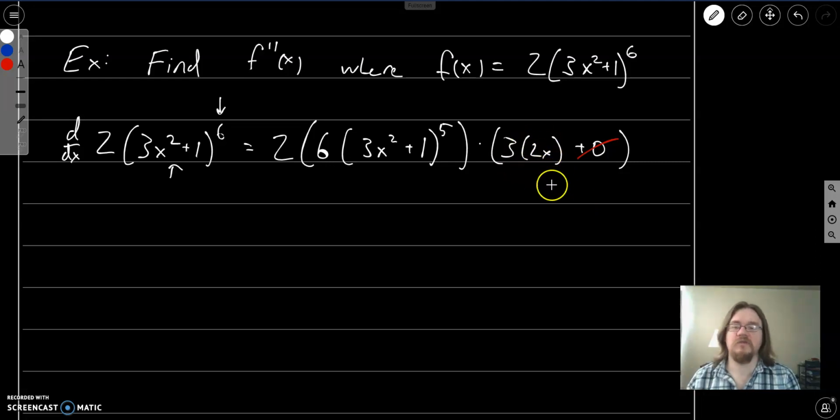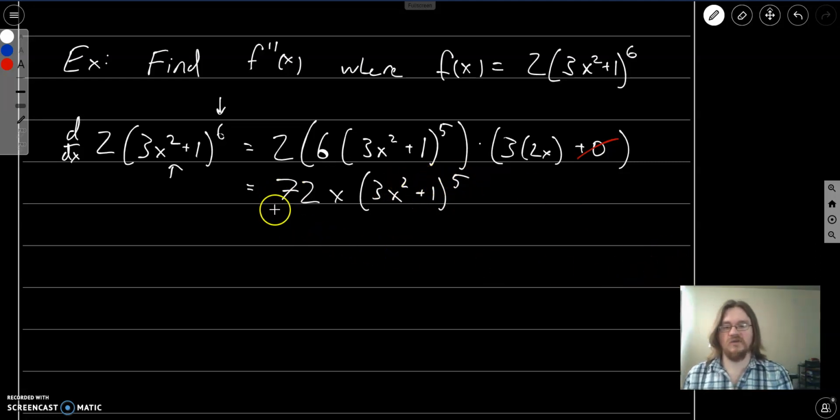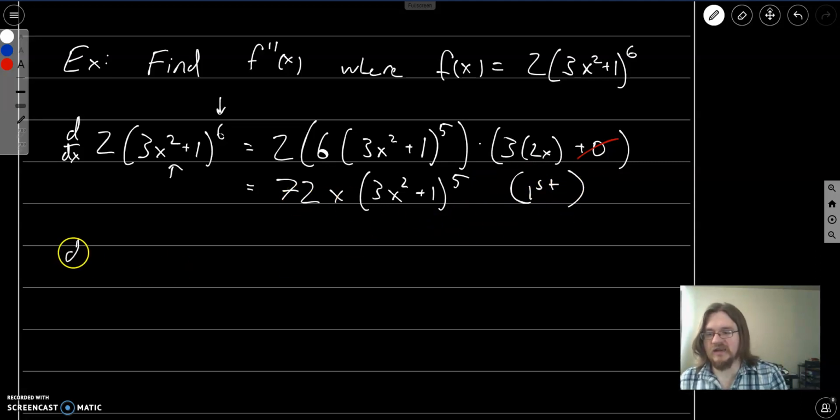And if I simplify this a little bit, I've got a factor of 2, a factor of 6, a factor of 3, and a factor of 2. So when we combine all these, that'll be 12, 36, 72. I also have a factor of x, and we have the rest of it. Cool. So this is our first derivative. And now we need to take the second derivative. So we'll just take another derivative of this guy.